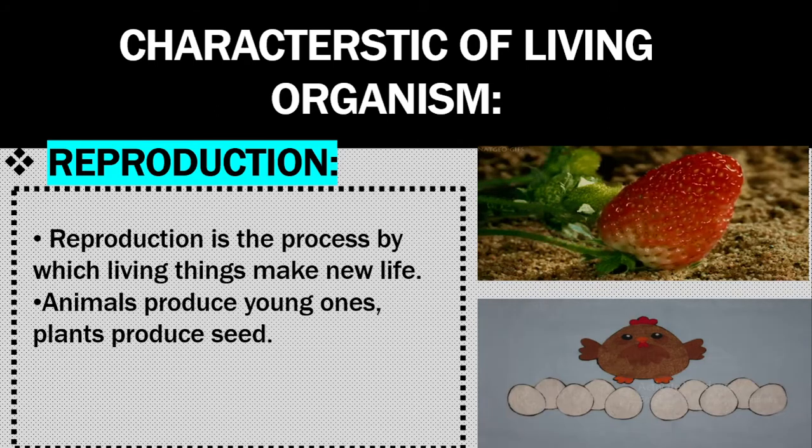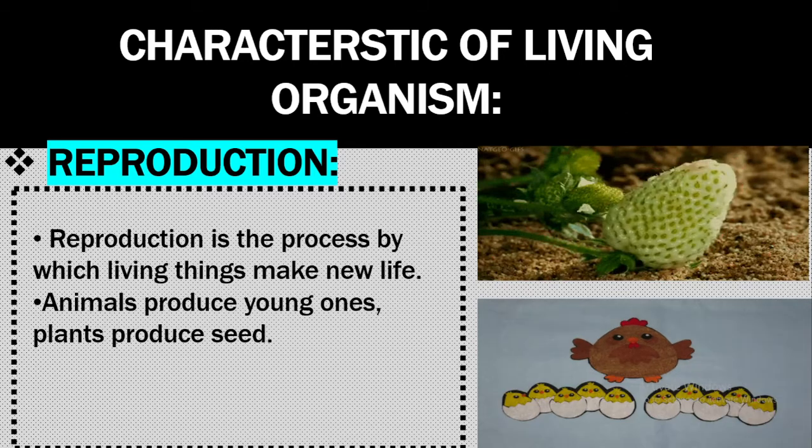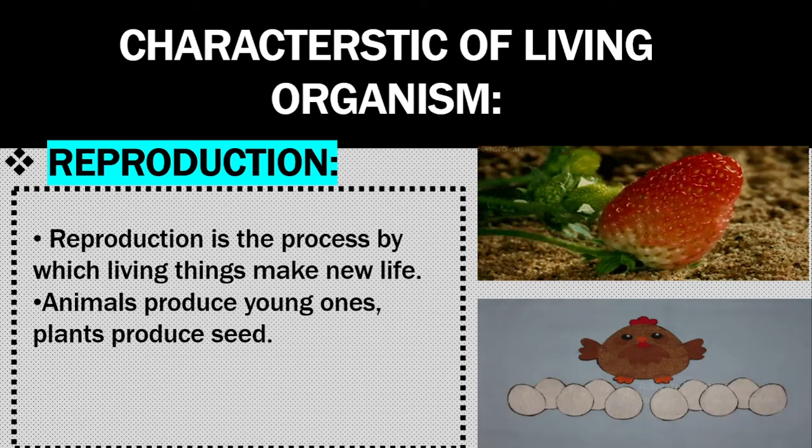Students, reproduction is a very important characteristic of living organisms. How is reproduction very important to us? Because plants reproduce themselves to ensure their kind does not become extinct. They do so in different ways.